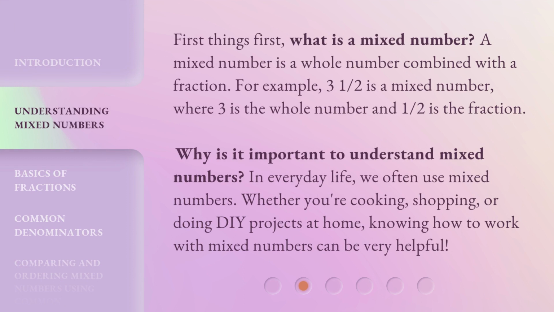First things first, what is a mixed number? A mixed number is a whole number combined with a fraction. For example, 3½ is a mixed number, where 3 is the whole number and 1/2 is the fraction.